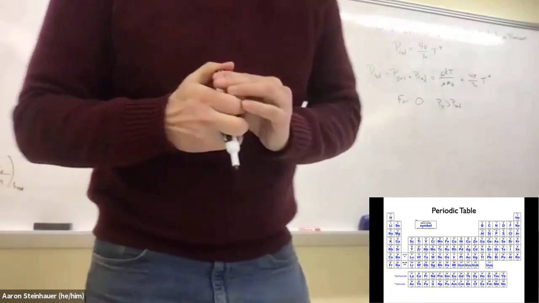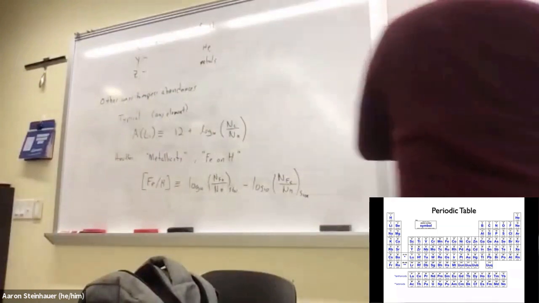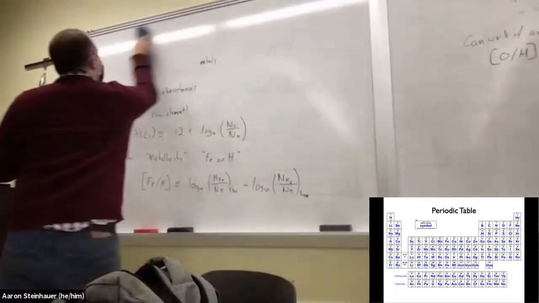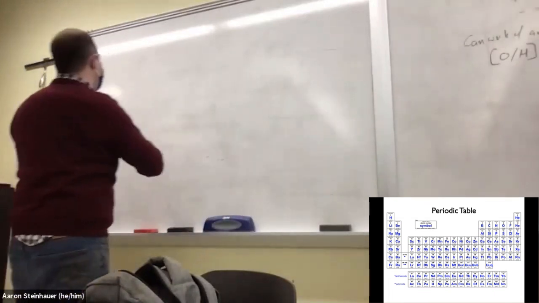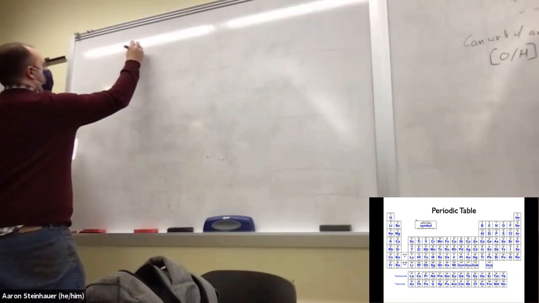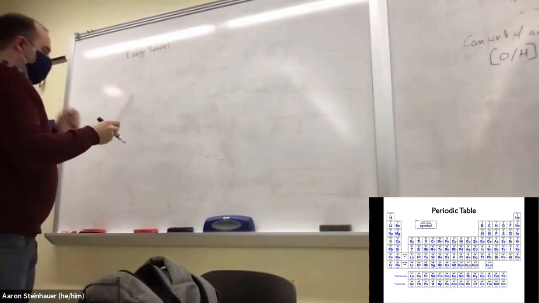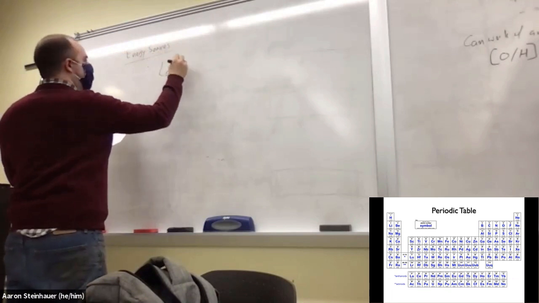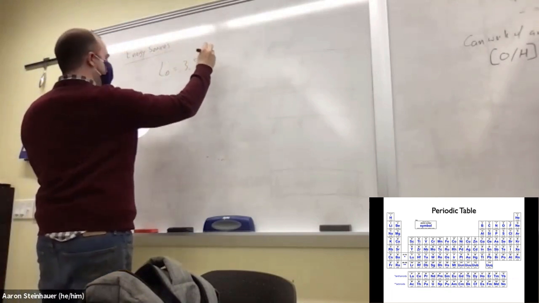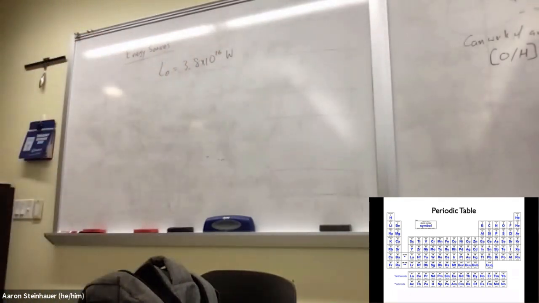All right, let's talk about energy sources. Where are stars generating their energy and how? So the energy output is huge. The luminosity of the sun is 3.8 times 10 to the 26 watts. The sun is a 4 times 10 to the 26 watt light bulb. That's a lot of watts.